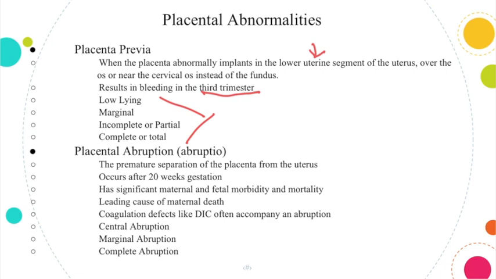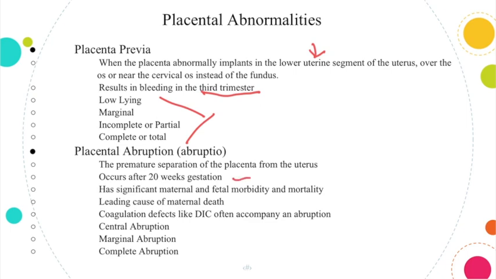Placental abruption is different. They both, yes, involve the placenta, but the abruption is the premature separation of the placenta from the uterus. Remember, this pregnancy is going along, the baby's just fine, and then all of a sudden, the placenta will separate from the side of the uterus. Well, as you know, the placenta is how the baby gets all of its nutrients. And when it's separated prematurely, there can be compromised blood flow and nutrient flow to the baby.